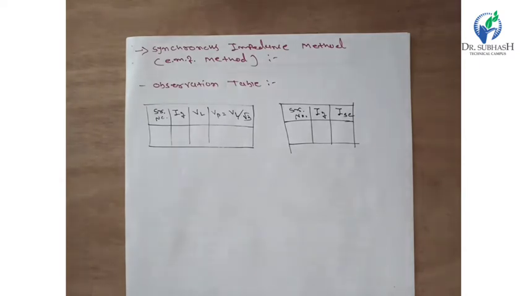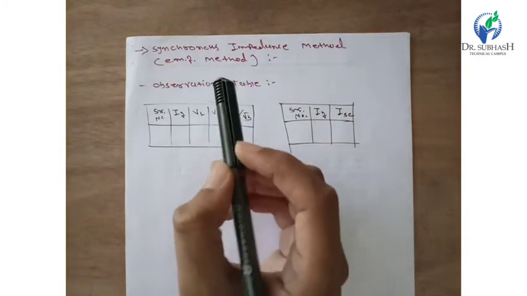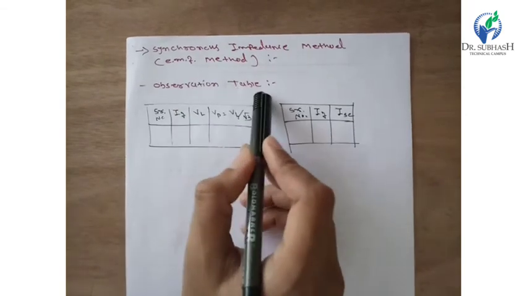The field current of the alternator is increased gradually. Accordingly, the readings of the short circuit current are noted. The readings are continued till the short circuit current is adjusted up to the full load current of the alternator. Only 2 or 3 readings are sufficient for the connection. Now we discuss the observation table.